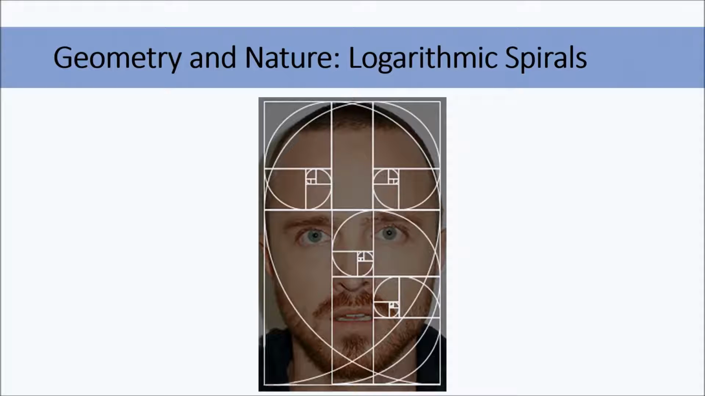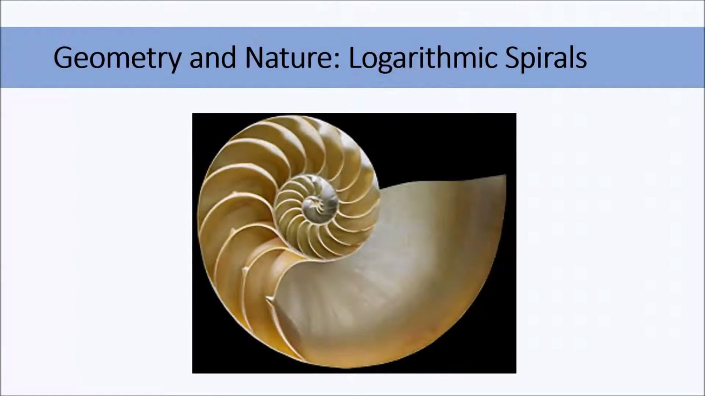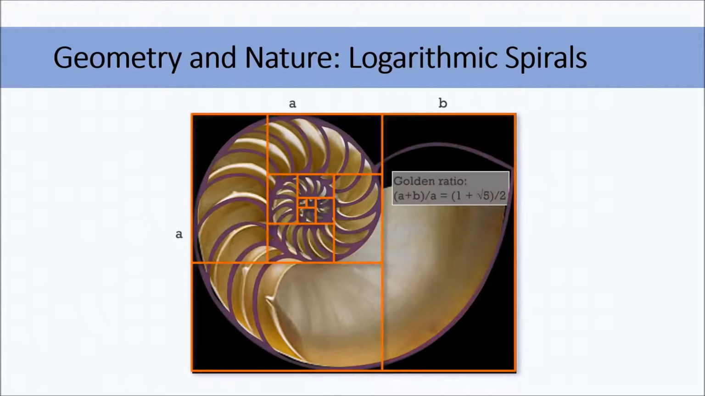Here we have a few golden rectangles over Aaron Paul. But also note the spirals. These are logarithmic spirals, and more specifically they're golden spirals. Golden spirals can be observed in many parts of nature, such as fractal broccoli, or a chambered nautilus. These spirals are said to be golden because of the golden rectangles used to obtain their shape.